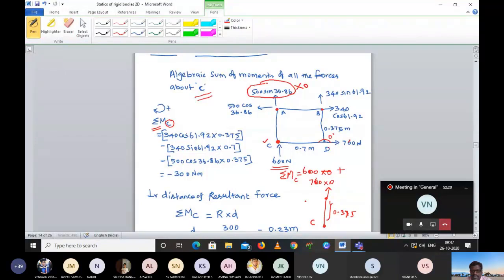What about when you are taking with the D, the same point? It will be there, sir, into 0.7. Very good. Are you getting it, Soban? Yes, sir. The next one. When you are taking about point D, whether that will create a moment or not, that is my question. This particular 500, will it create a moment?